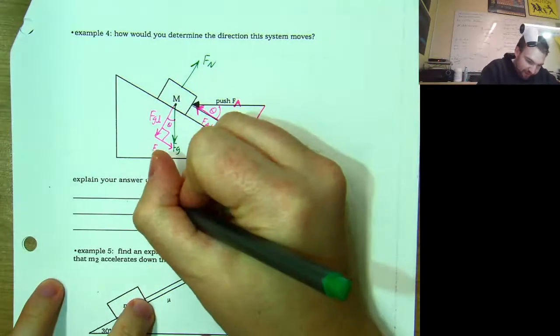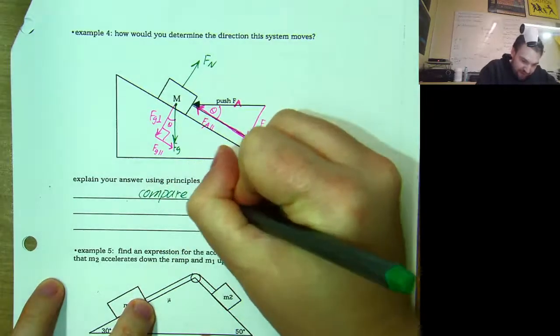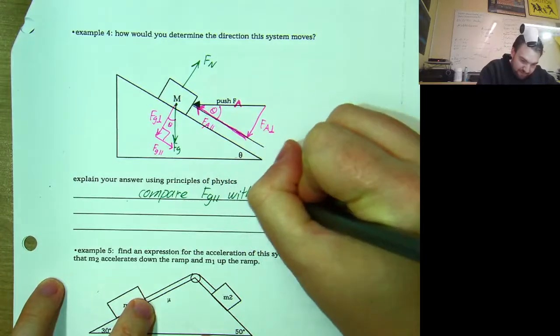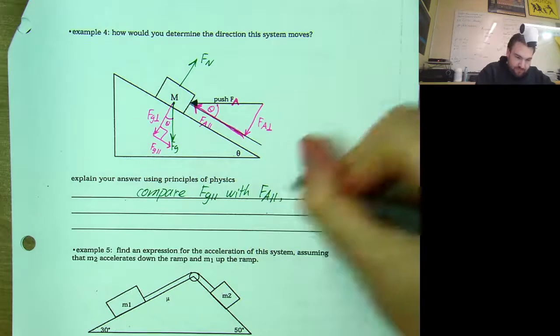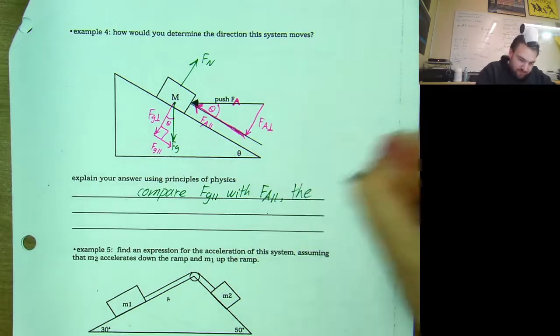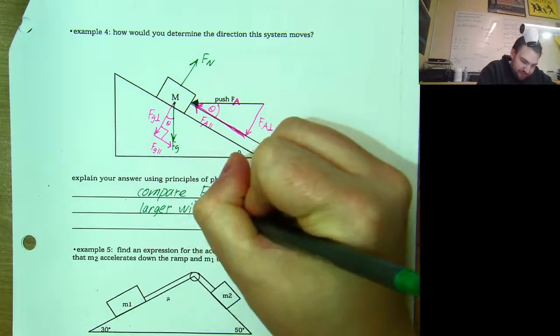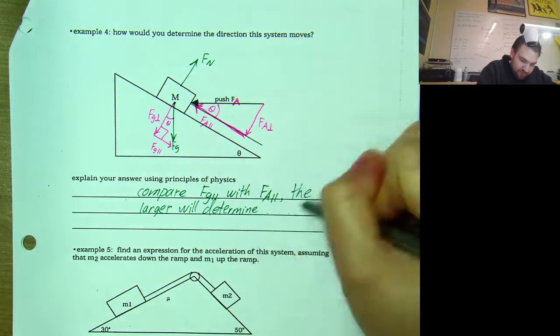So then what we have to do to determine the direction of the system is compare Fg parallel with FA parallel. The larger will determine the direction of motion.